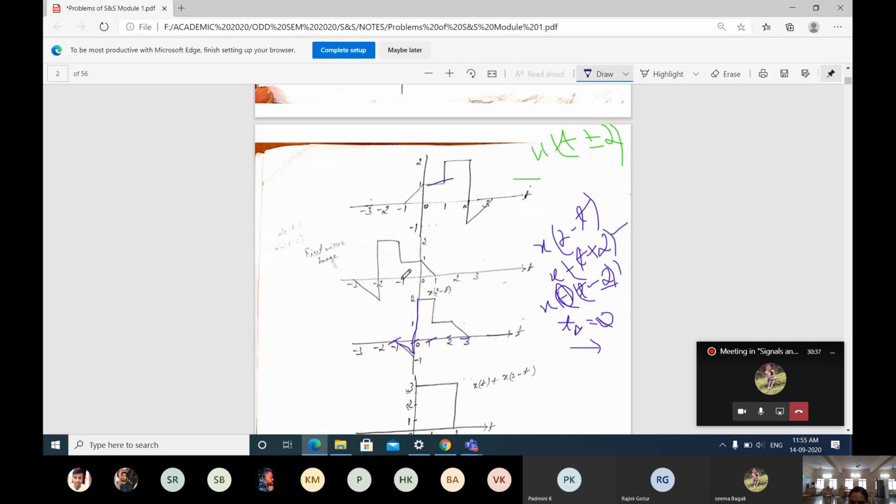And then instead of minus 1, it will be coming at plus 1. This edge is coming at plus 1. So take that and draw. And then from minus 1 to 0, it is shifted to 1 to 2. And then a dropping edge at 1. It is coming here. Understood?